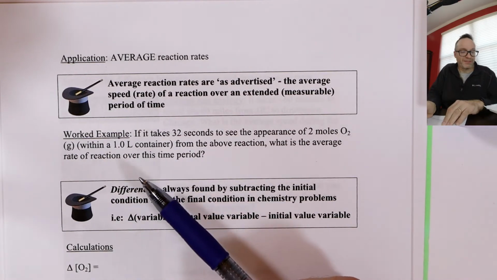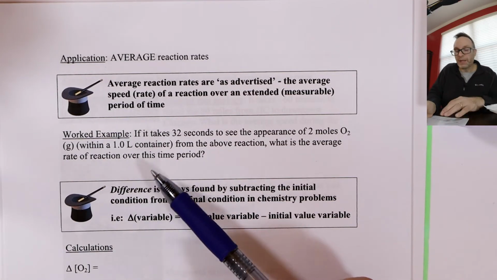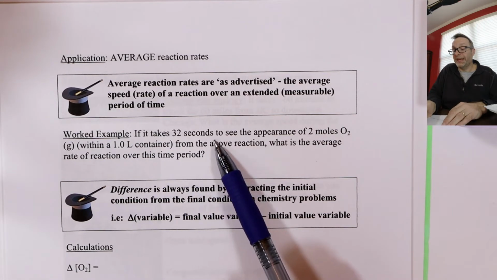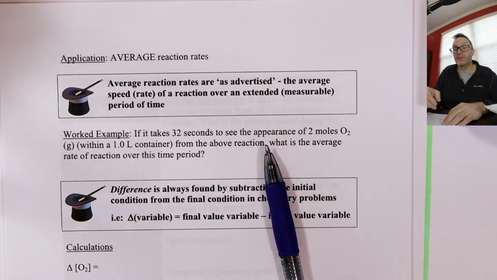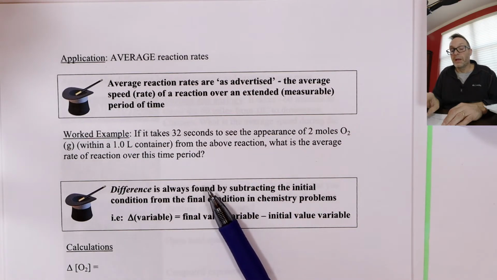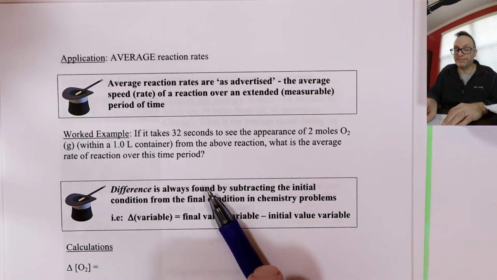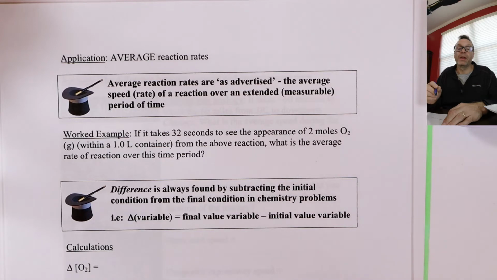So here's a very simple worked example. If it takes 32 seconds to see the appearance of 2 moles of O2 from the previous example, what's the average rate of reaction of formation of O2? Now be very, very careful. We like to use moles per liter for gases and solutions, because if you think about it, how many moles in a liter, it doesn't matter if it's a gas or a liquid, or a solution, I should say.